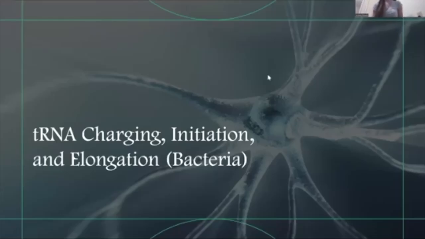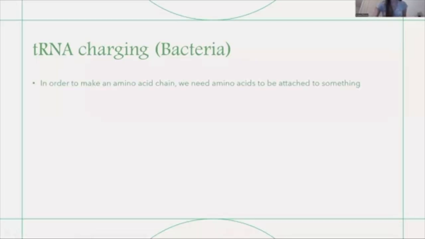So now we're going to go ahead and talk about the first couple steps of translation in bacteria. We're going to talk about tRNA charging, initiation, and finally elongation. So starting off with tRNA charging, we know that the goal of translation is to make this amino acid chain that'll be our protein. But our amino acids are just kind of floating around in the cytosol right now. And so we need a way for them to come together.